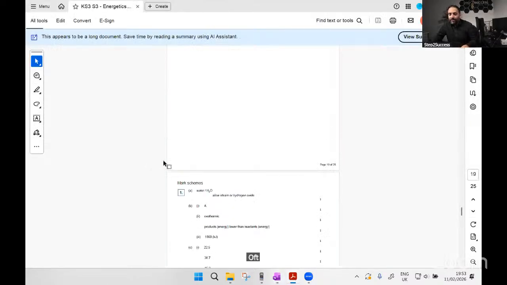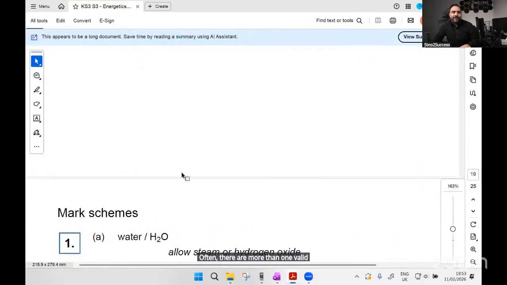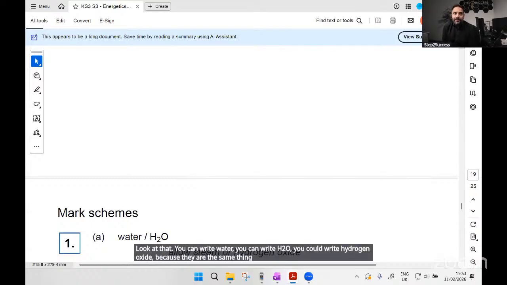Often there is more than one valid answer to a question. Look at that. You can write water, you can write H2O, you could write hydrogen oxide because they are the same thing. Steam is just another common word for water vapor. So these are all valid. This is why looking at mark schemes is so valuable. There is not always just one answer to a question.